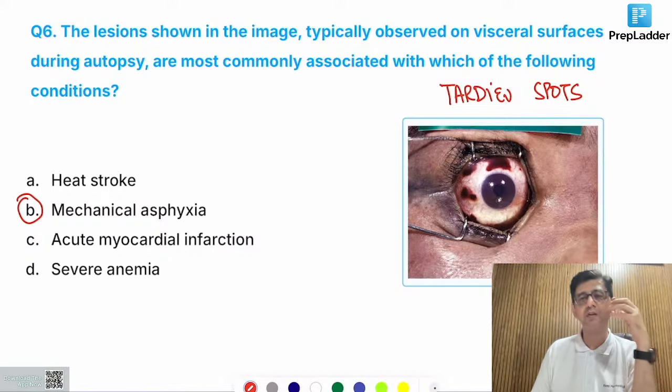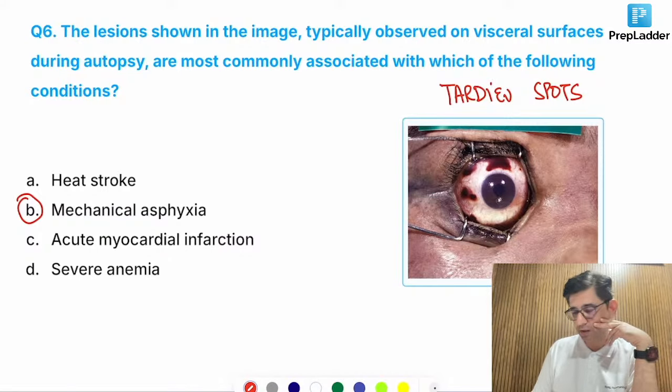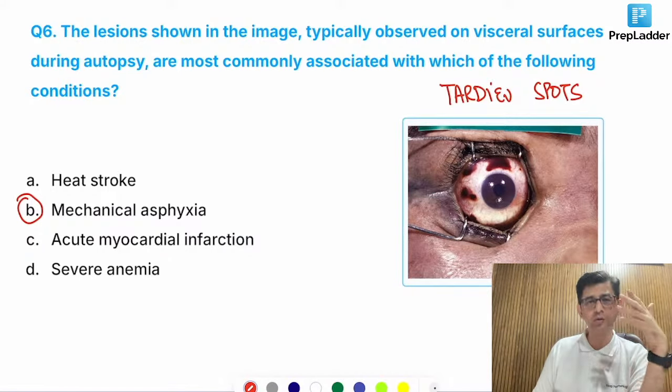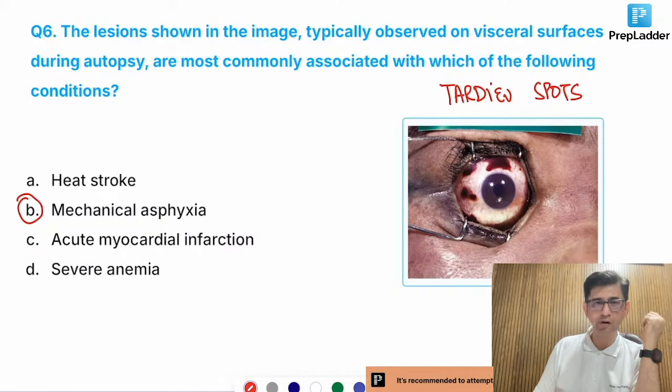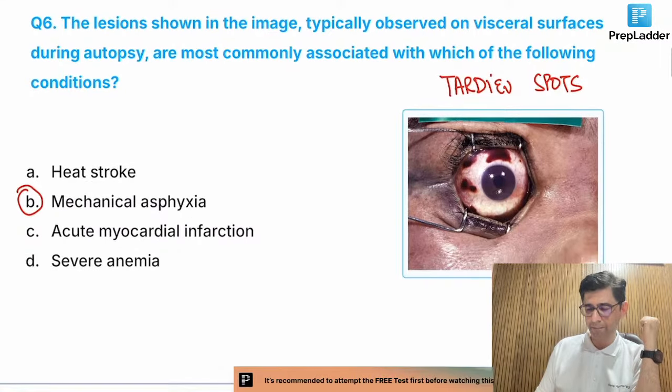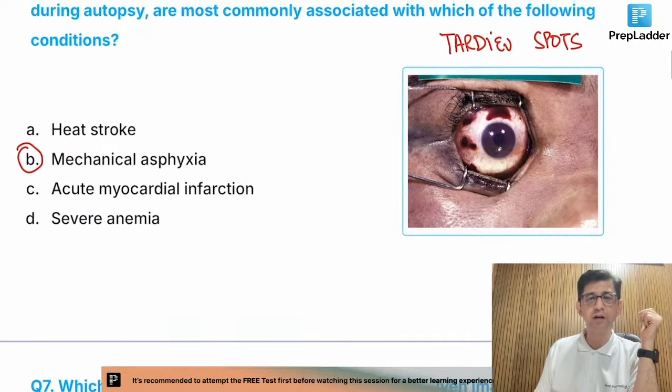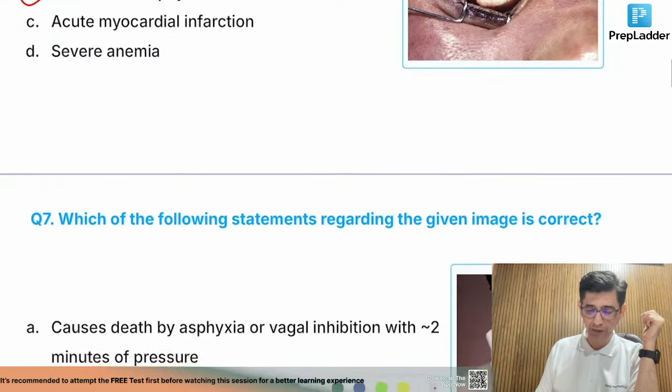In mechanical asphyxia, the congestion part is where we can see these blood vessels, and we can see some petechiae also. But in this one, it's the Tardieu spots, which is to be remembered. So spot diagnosis for question number 6. I would say not very significant effort had to be made to solve this question.